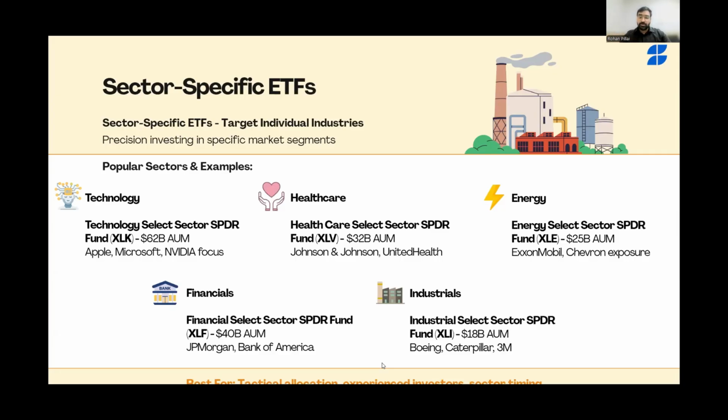And the best use case for these ETFs is tactical allocation. And if you're able to time the sector rotation, you're able to capitalize on market movements.